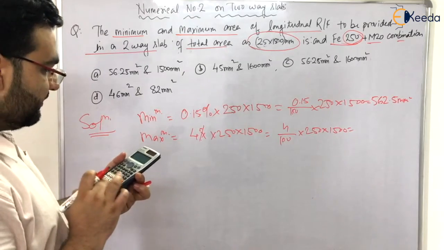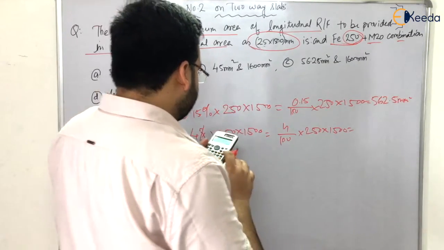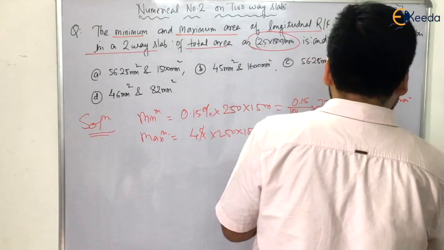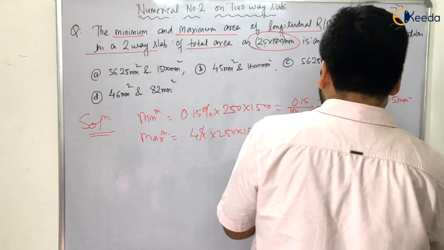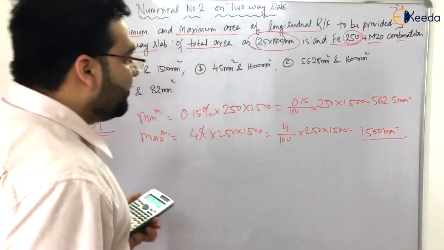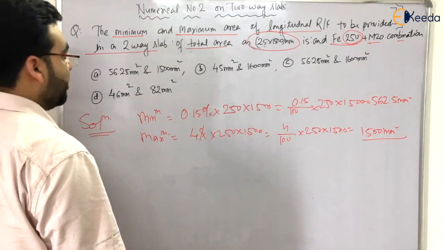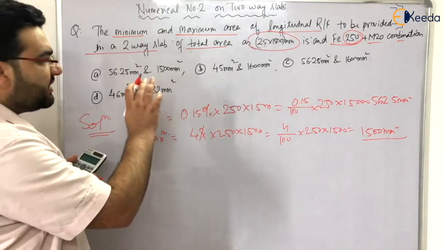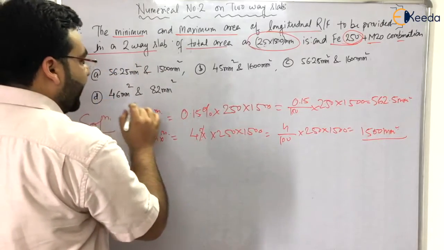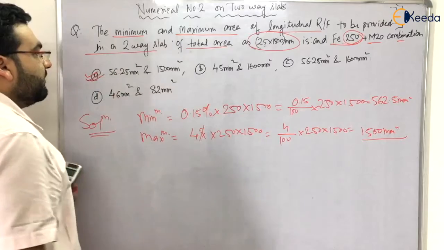And the maximum area comes out to be 4 by 100 multiplied by 250 multiplied by 1500, which is 15,000 mm square. So there is some mistake of the decimal point, don't mind that, but the concept should be clear. So the correct answer would be 562.5 mm square, and the point would be somewhere here.